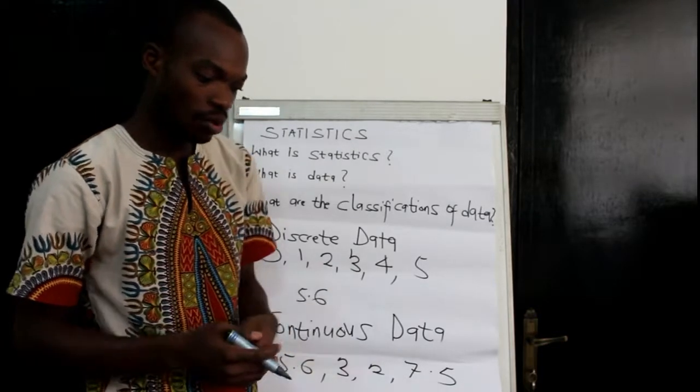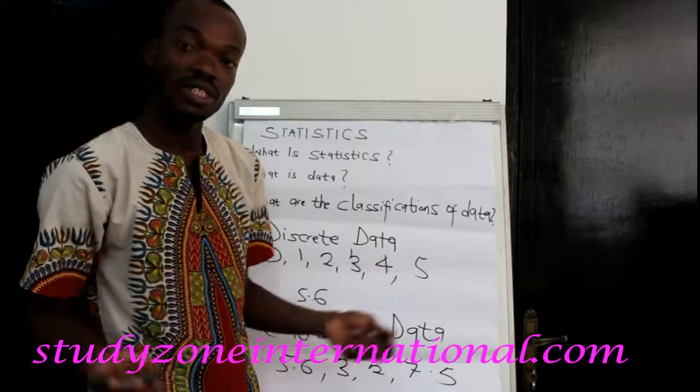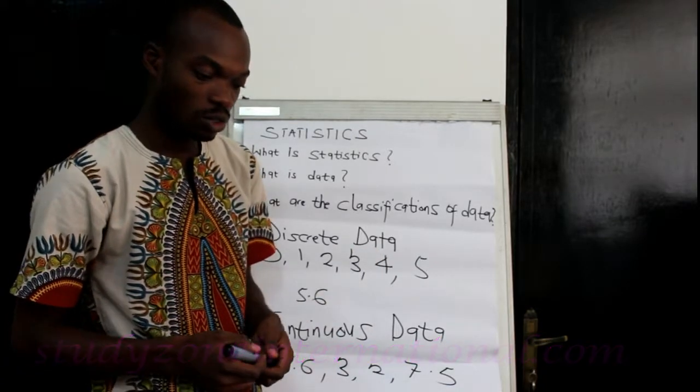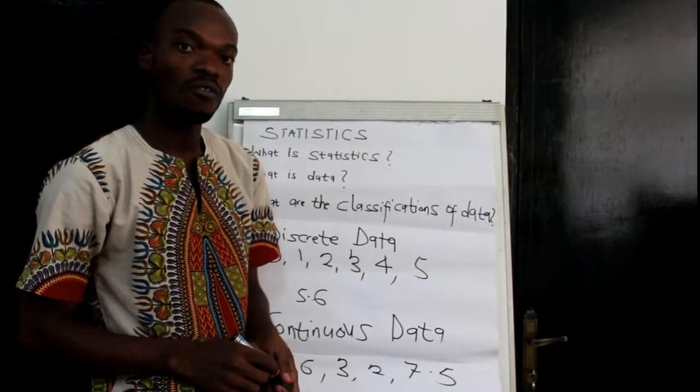Alright. Typical examples of continuous data can be the height of individuals, the volume of water consumed by people of Medina.